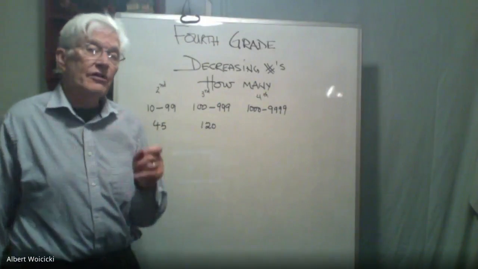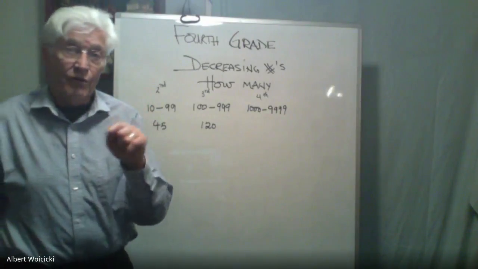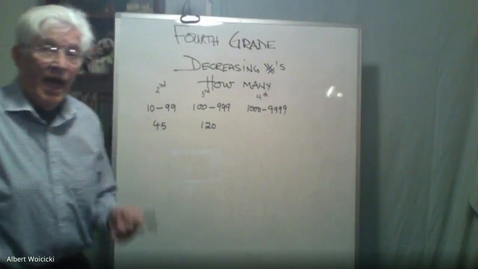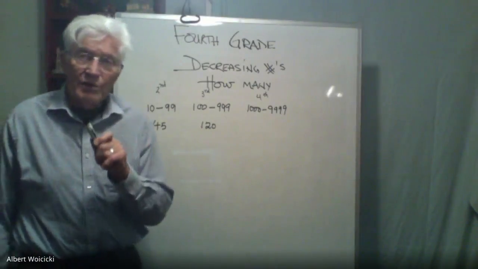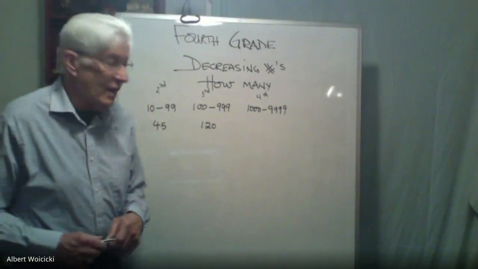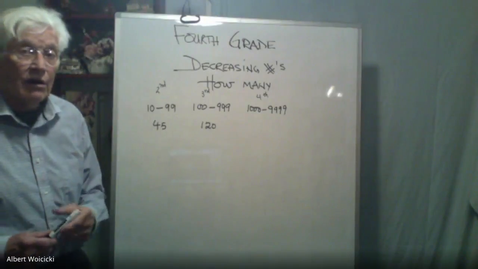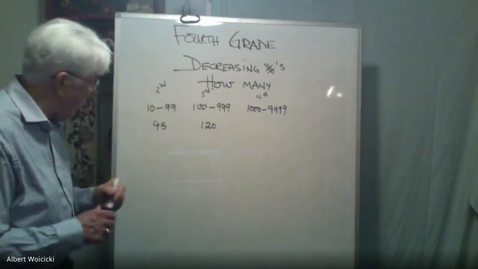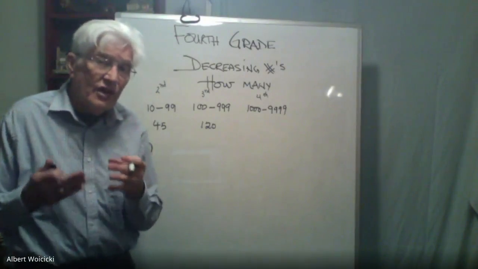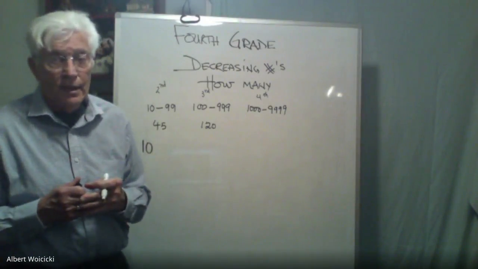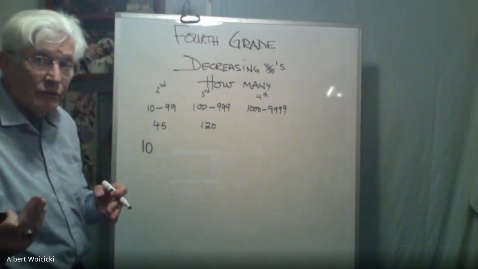How many decreasing numbers are there? Well, your students, who are in the fourth grade now, have had a problem since the second grade. When they were in the second grade, they were figuring out how many decreasing numbers there are between 10 and 99. Now, a decreasing number is one where every digit in the number has to get smaller as it moves to the right.